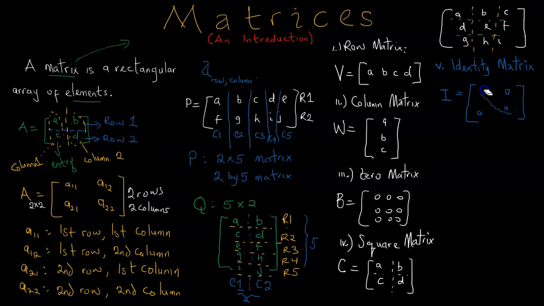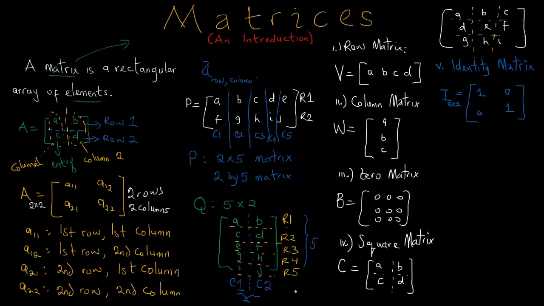So I'm just going to erase this and replace them with 1. So this is called the leading diagonal, the diagonal that runs from the left to the right. Now we can see here that this matrix is 2 by 2. So this is the identity matrix for a 2 by 2 matrix.